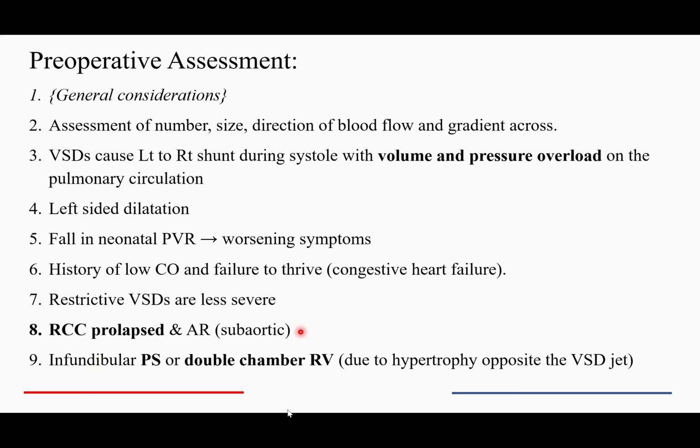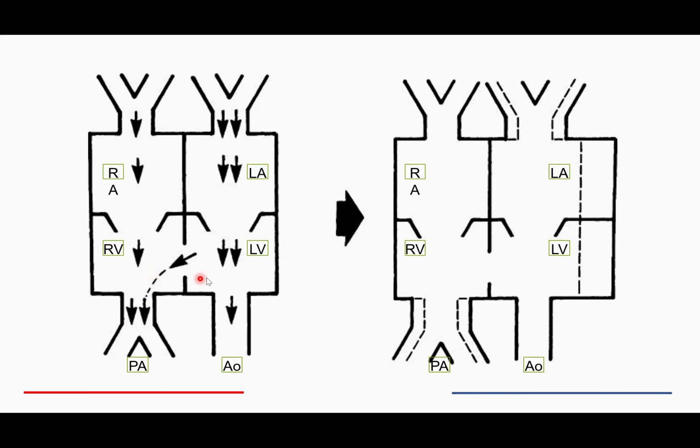Sometimes, if the VSD is restrictive, the jet bombards against the free wall of the infundibulum, causing thickening of the free wall and subvalvular pulmonary stenosis or double chamber RV due to hypertrophy opposite the VSD jet. Okay, in this diagram, this is the left ventricle, right ventricle, so blood flows during systole to the pulmonary artery, so the pulmonary artery dilates and the left side dilates.